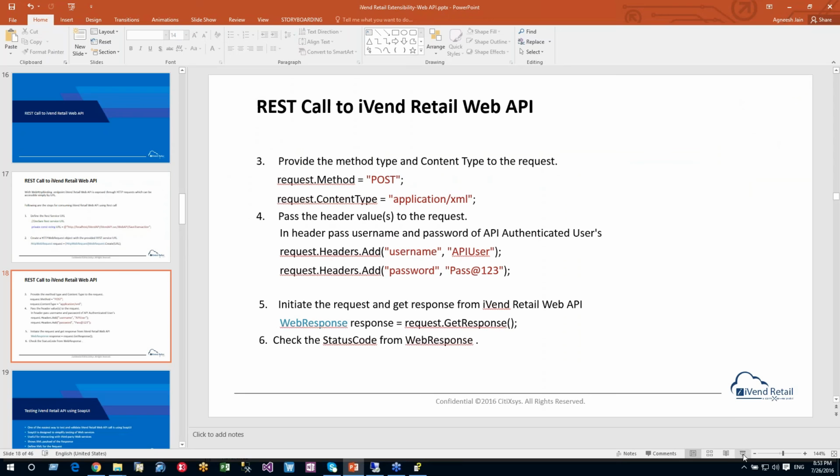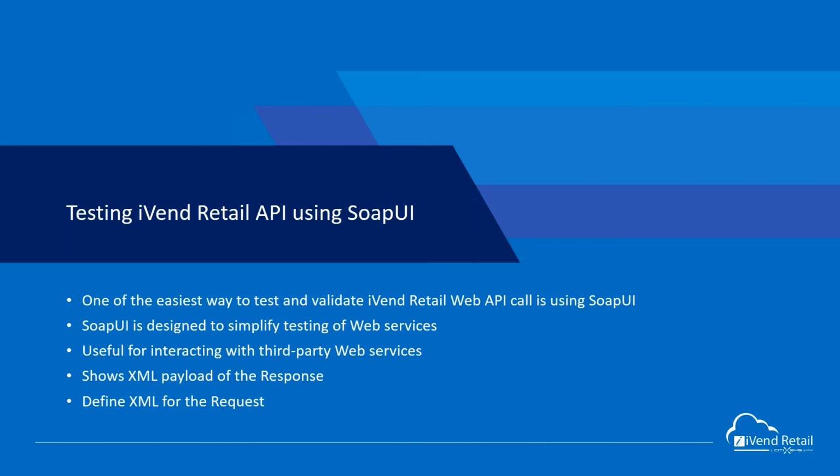Moving back to the PPT. So the next topic is how do you test APIs using SoapUI? Now, one of the easiest ways to test and validate iVend Retail Web API is using SoapUI, because it's a well accepted software worldwide. It is freely available. It's free of license. And it shows you the XML payload, what comes in response.